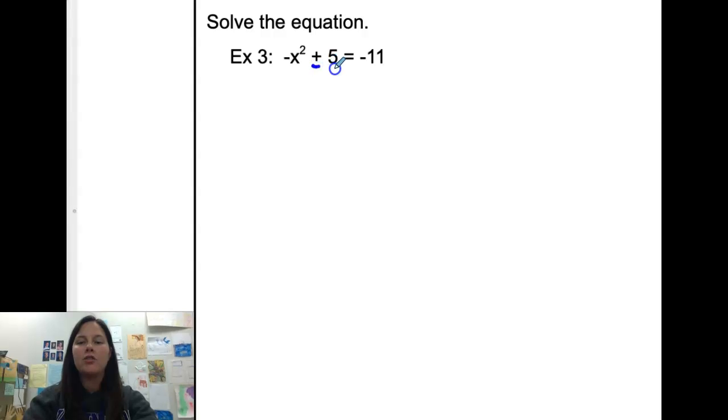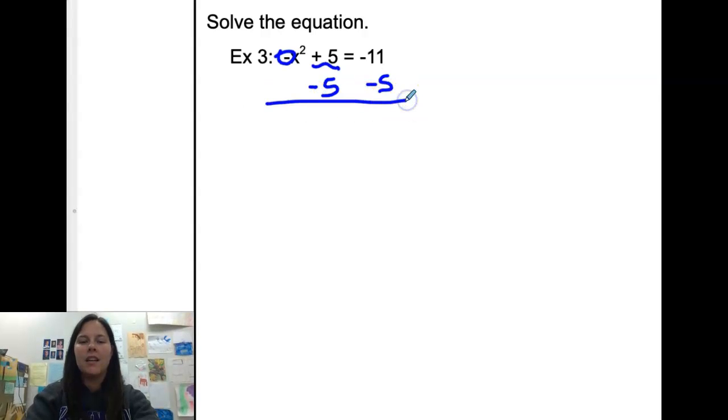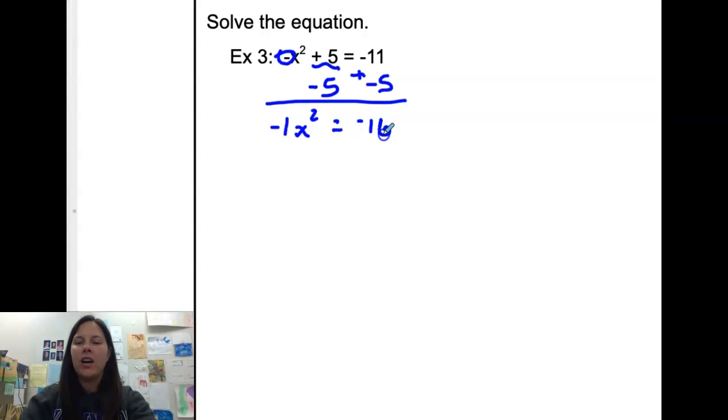This one we have both addition and multiplication. So just like our normal equations that didn't have a power, we're going to cancel that 5 first. We're going to subtract that from both sides, leaving us with negative, and if it helps you to organize your work, put that 1 there. Remember, when you don't see a number that's being multiplied by a variable, you are multiplying by negative 1. Negative 11 minus 5 is the same thing as negative 11 plus negative 5. It's a lot easier to add than subtract. So if we spend $11 and we spend 5 more, we spent $16.